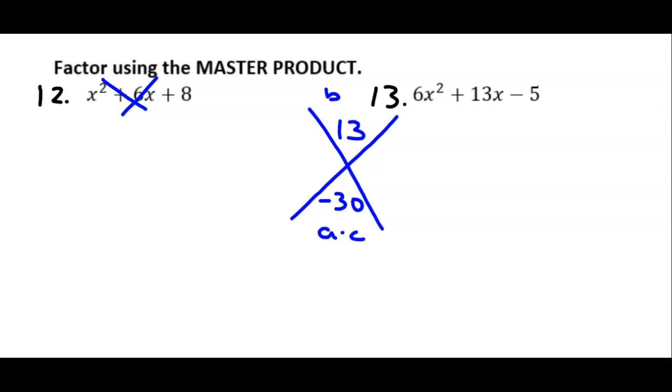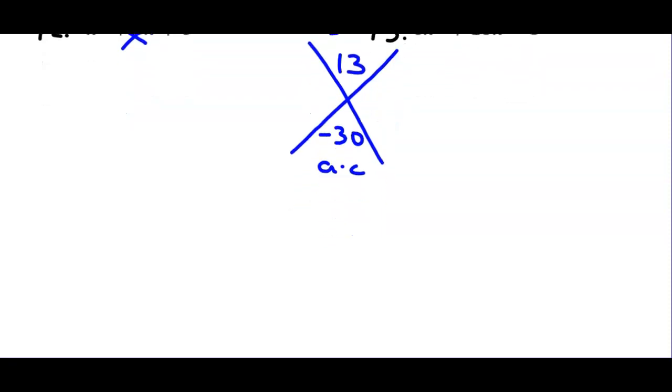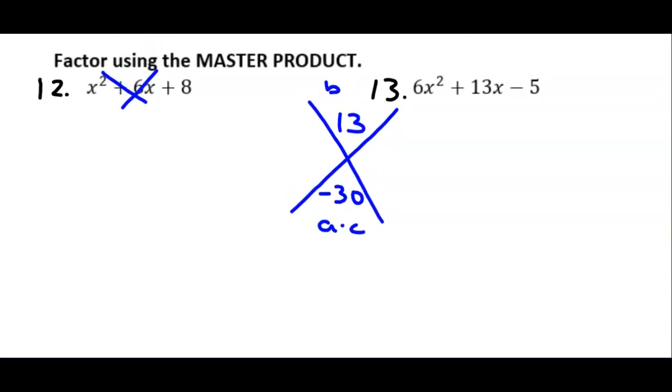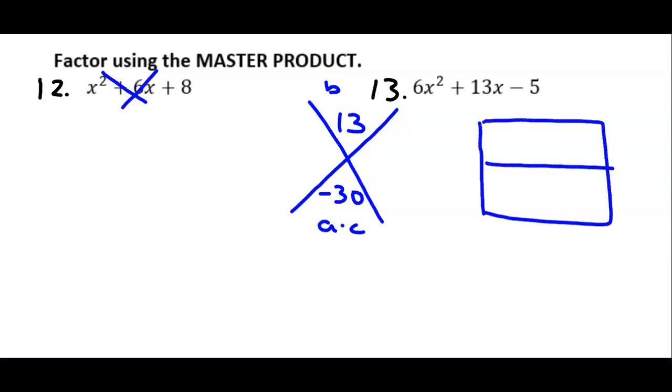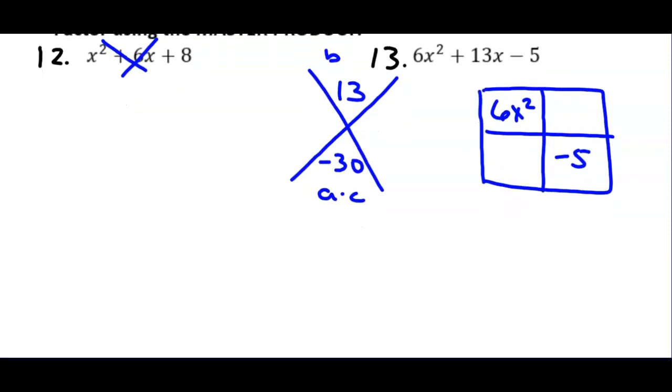Okay. Now I need to look at the factors of 30, but let's set up our box first. What goes in my box? 6x squared and negative 5. Okay, now I'm all set. Now I can do some math. That gets set first. Once I'm done with that, now I can start thinking and moving things around.